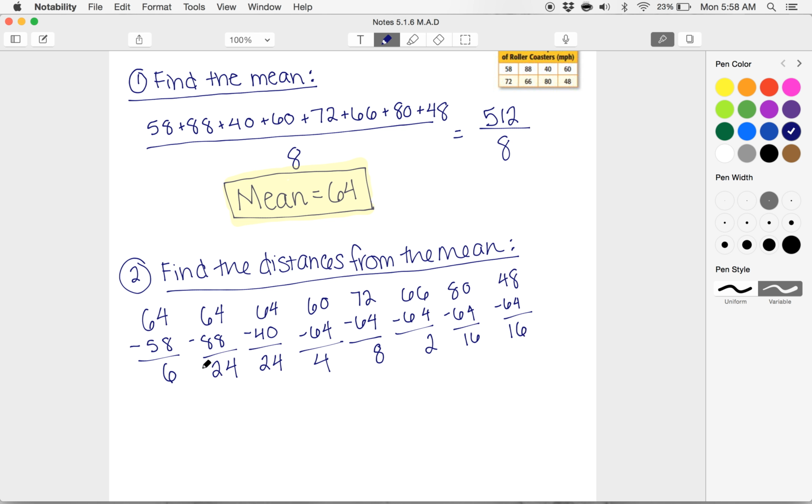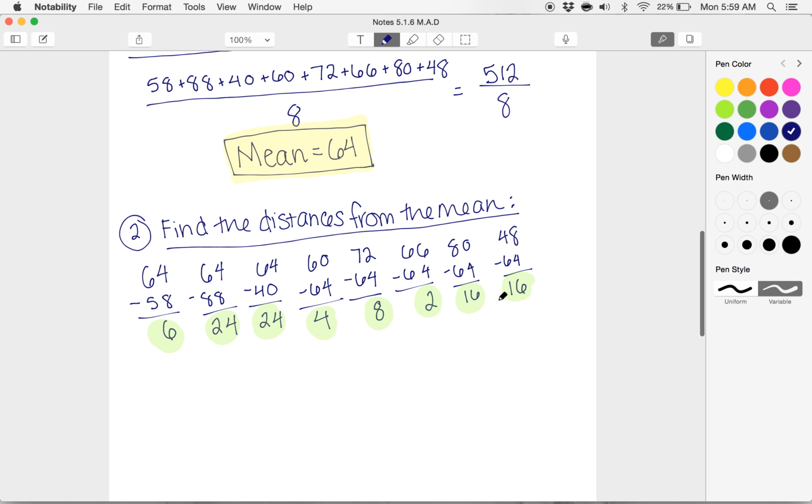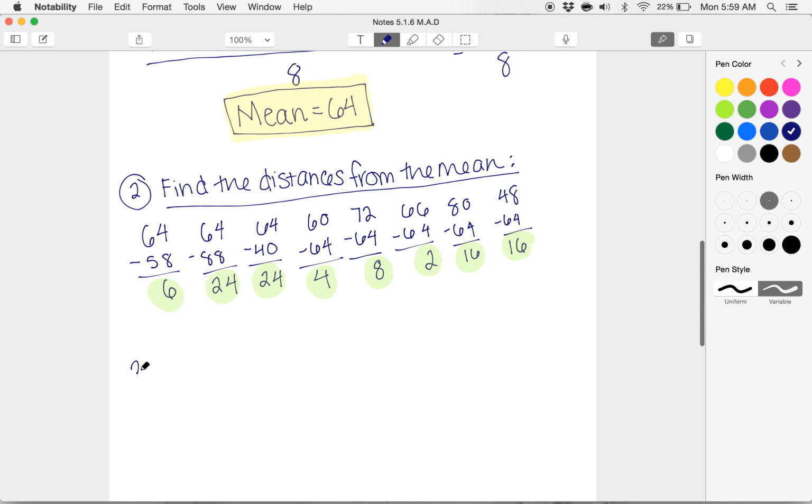So I had 8 data points. Let's just check. 1, 2, 3, 4, 5, 6, 7, 8. Yeah, we're good. So all of these new values, the 6, the 24, 24, 4, 8, 2, 16, and 16, those are all the new ones that I'm going to need. My last step, step 3, find the mean of the distances.